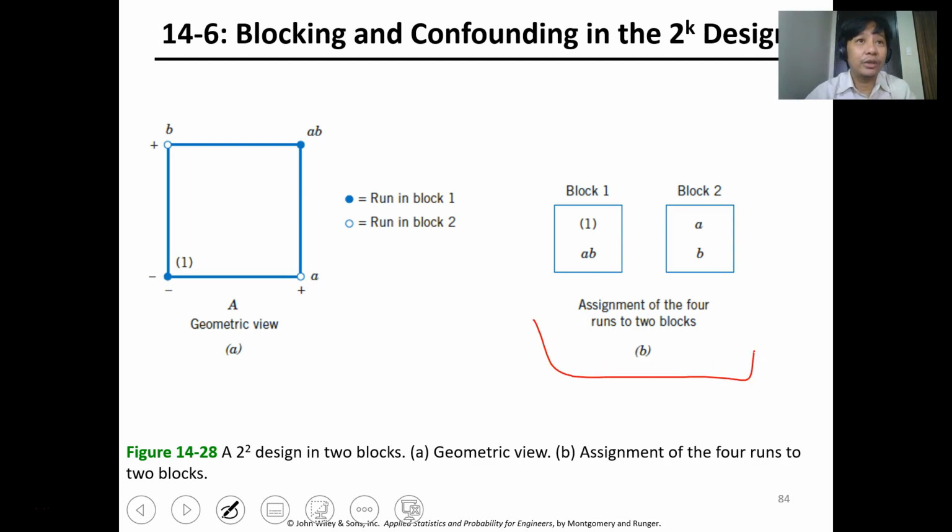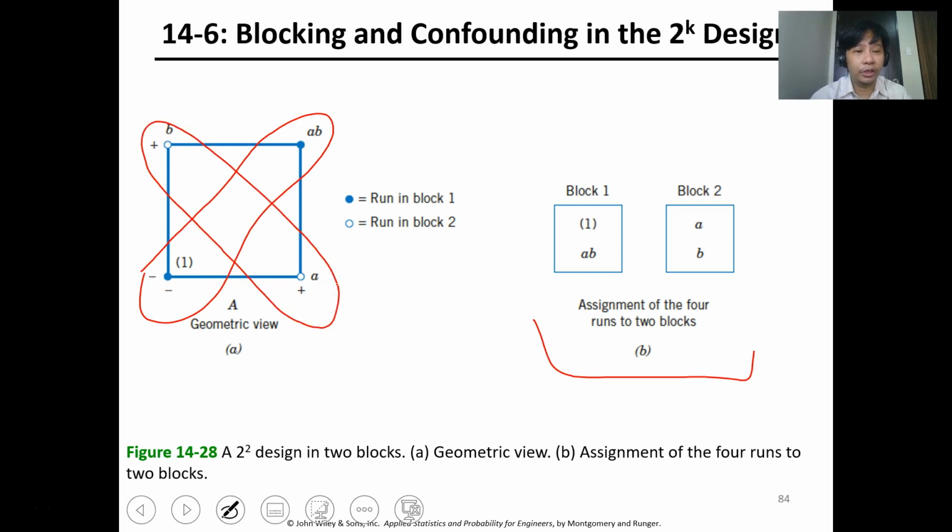So what we will do is think of a way to group the experiments. Usually, one way is the opposite vertices. So for example, these 2 will be in one block, and these 2 will be in the other block. So your typical block design looks like that.